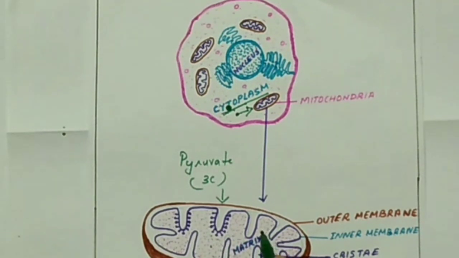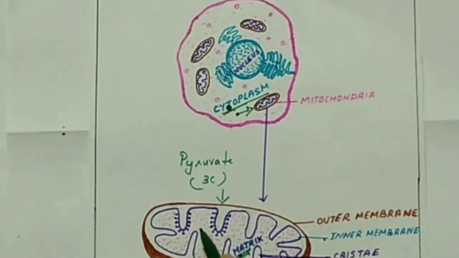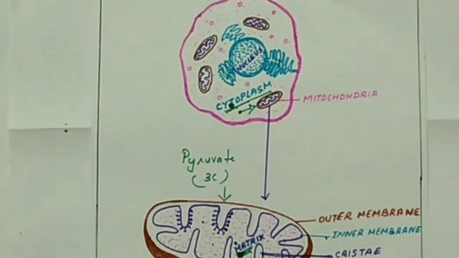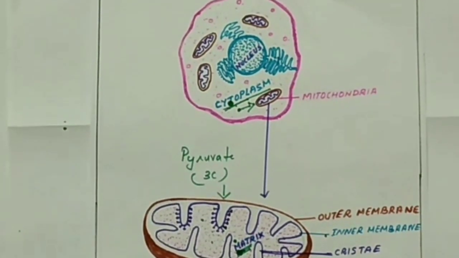So the pyruvate enters into the mitochondria. This is the outer membrane, this is the inner membrane, and inside the inner membrane is the matrix. The pyruvate enters into the matrix, and here, in the presence of oxygen, the pyruvate breaks down into simpler compounds and energy is released. As the energy is produced and stored in the mitochondria, the mitochondria is known as the powerhouse of the cell.